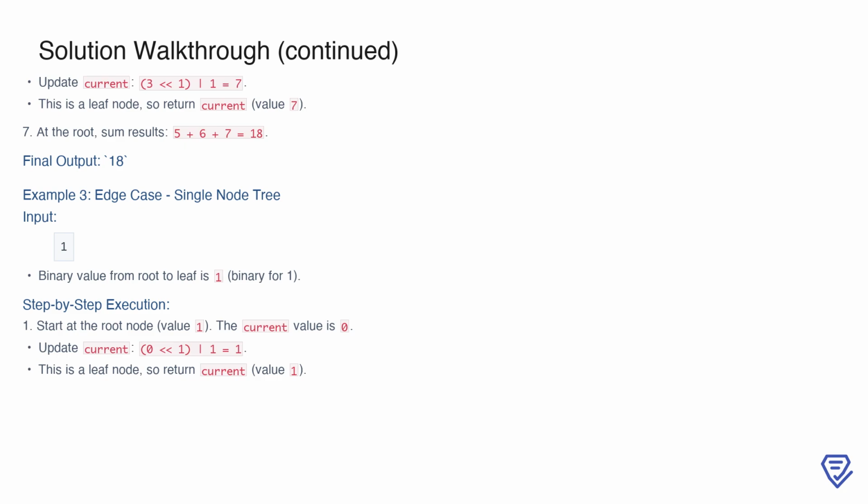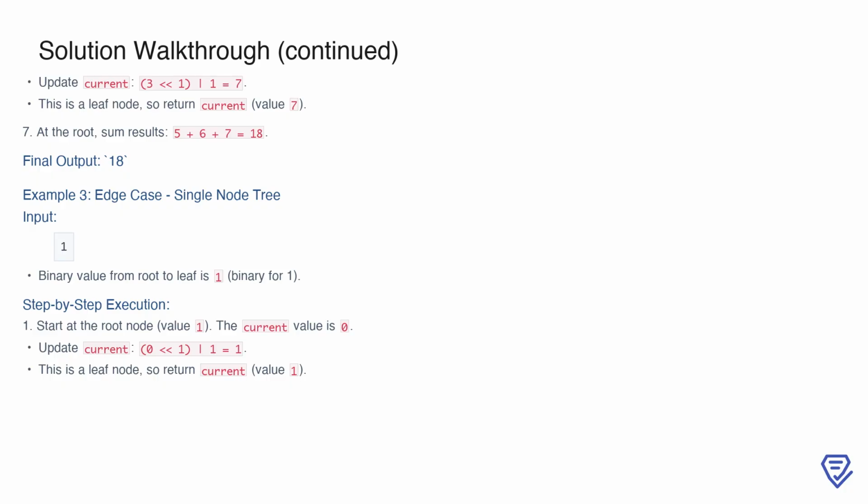At this point, we have the results for all the root to leaf paths: 5 from the left subtree, and 6 and 7 from the right subtree. Adding these together gives us a total sum of 5 plus 6 plus 7 equals 18. Therefore, the final output for this example is 18.